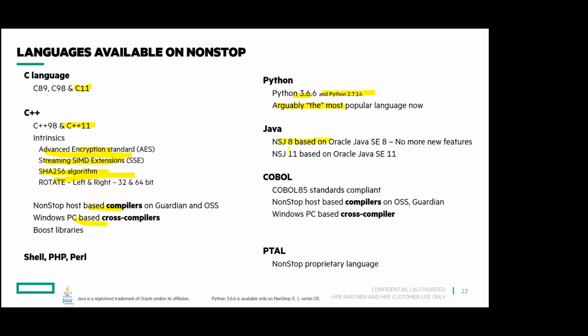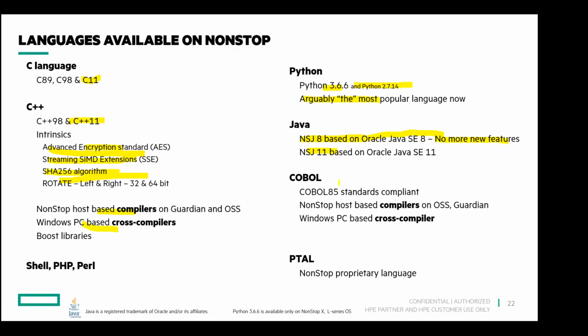Okay, Java, we talked enough about Java. NSJ 8 is available on Nonstop X, but then it's in mature state, and we are not going to add any more features, but it's going to go to mature and limited and wind down. Java 11 will be our forward going. COBOL, we all know COBOL exists on Nonstop with host-based and PC-based cross compiler. pTAL also exists with both types of compilers. So this is just an introduction to the languages.